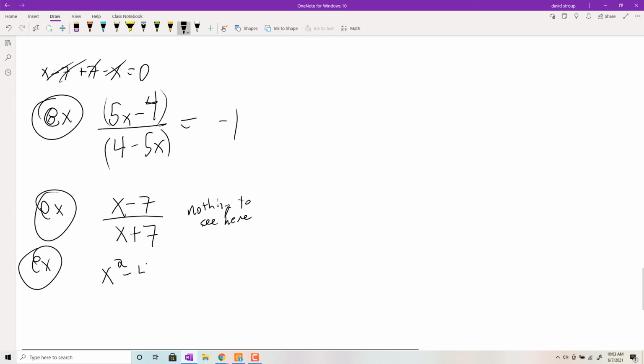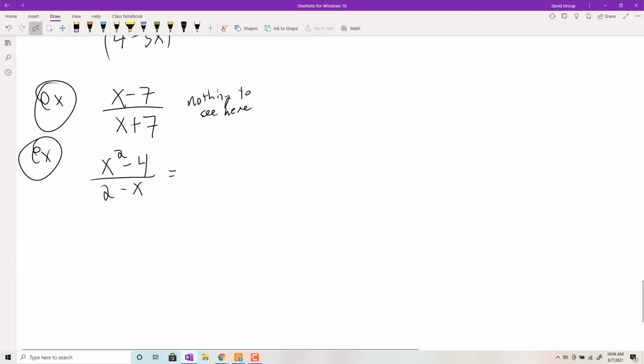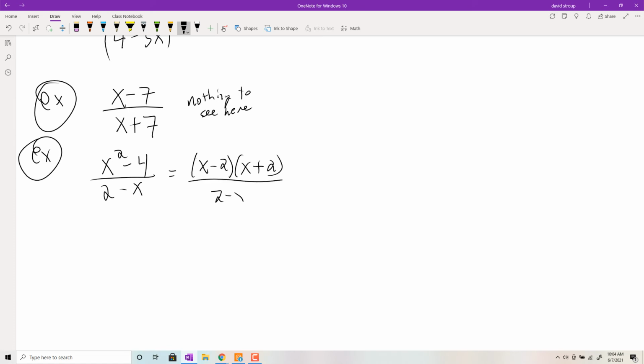Okay, that's a good one. x squared minus 4 over 2 minus x. We'll get through maybe one or two more, and then we'll go over to my math lab. Okay, the numerator is the difference of squares, so it's x minus 2 times x plus 2. The denominator, we have 2 minus x. You can see that this 2 minus x and this x minus 2, I hope you can see that those are the opposites, right?